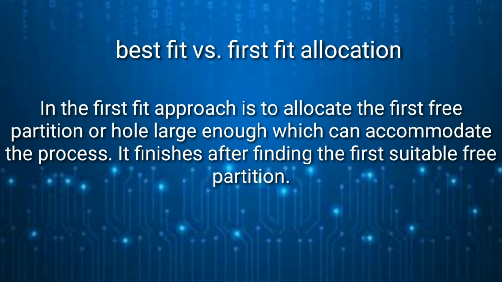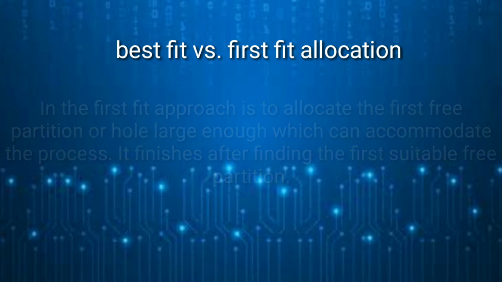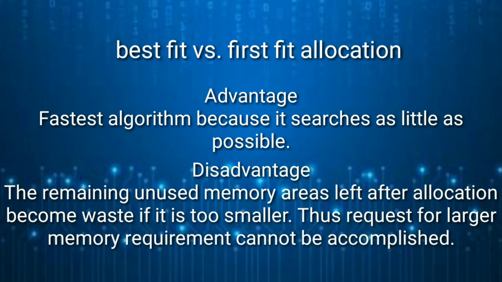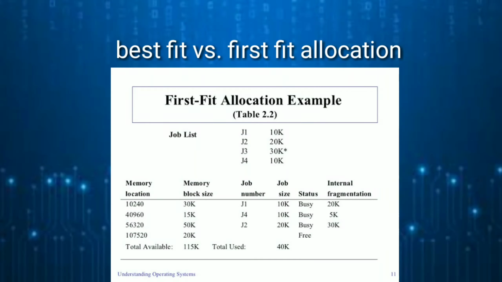The first fit approach is to allocate the first free partition or hole large enough which can accommodate the process. It finishes after finding the first suitable free partition. Advantage: fastest algorithm because it searches as little as possible. Disadvantage: the remaining unused memory areas left after allocation become waste if they are too small. Thus a request for a larger memory requirement cannot be accomplished. Examples of first fit allocation.